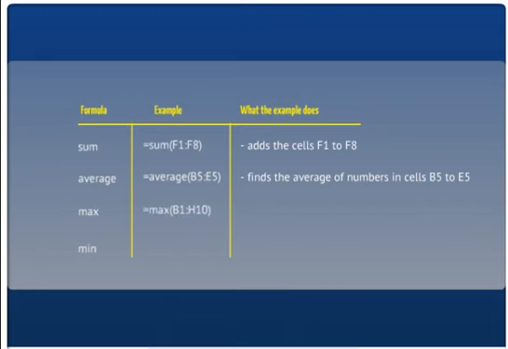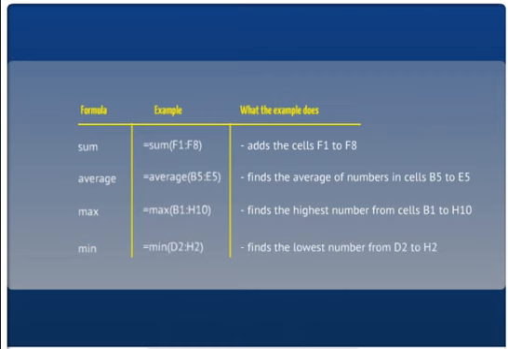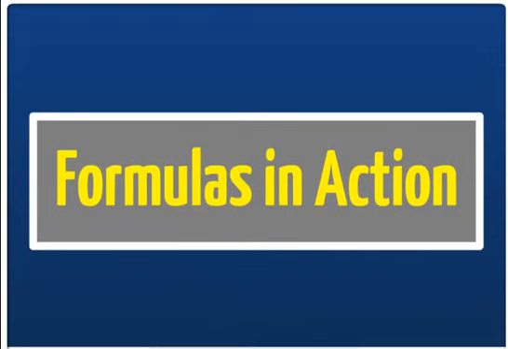There's a max formula, which, as you might guess, finds the highest value. So here's one that goes from B1 across and down to H10. So this is maxing out all the numbers in a rectangular area or rectangular range of cells. There's also min, which can be used to find the lowest number from D2 to H2 in this example here. Let's take a look at some formulas in action.